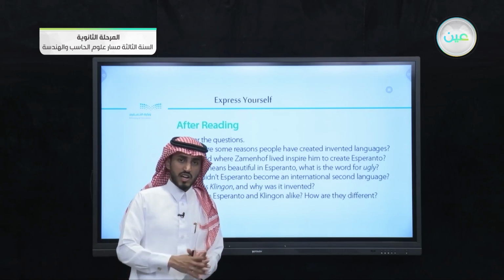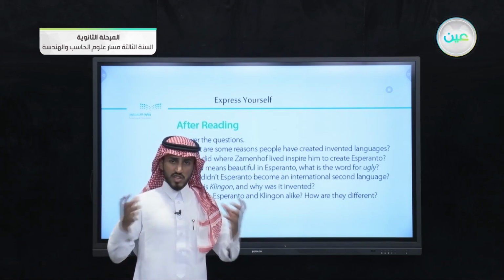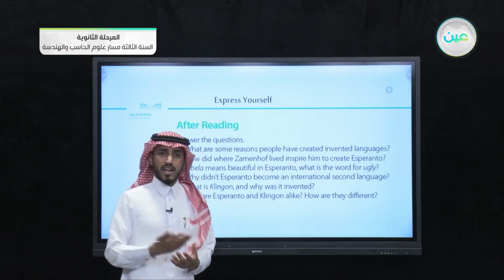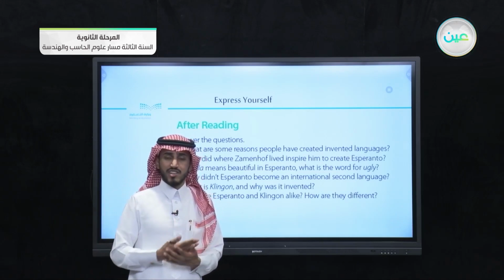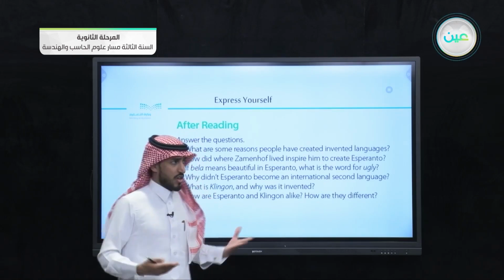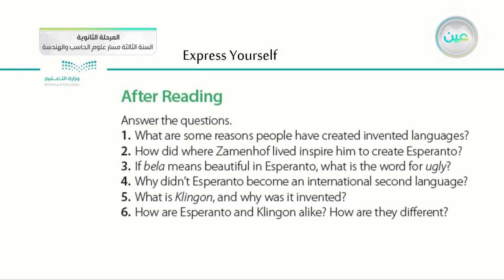We said that we should start with identifying the key words in the first question. After we underline them, we go back to the essay and start scanning for these words. For example, we have reasons and created invented languages. These are the key words. So to find the answer, we should keep these words in mind, go back, and scan throughout the essay to find these words and see if we can get the answer or not. And we also did the same with the rest of the questions.